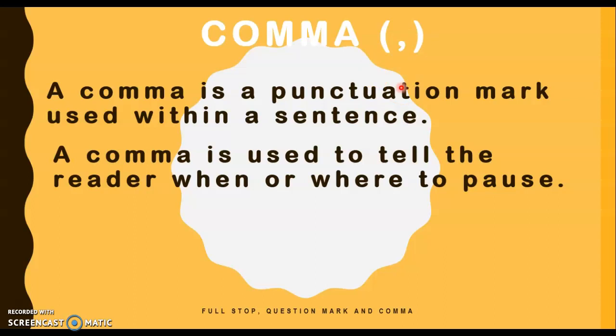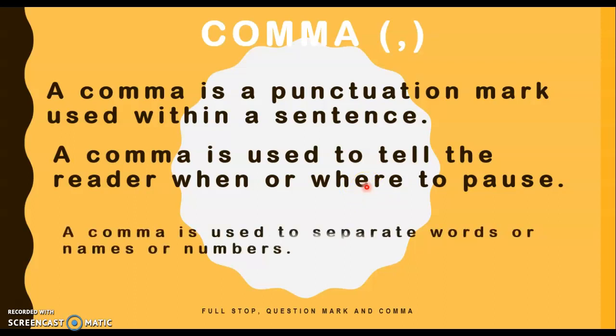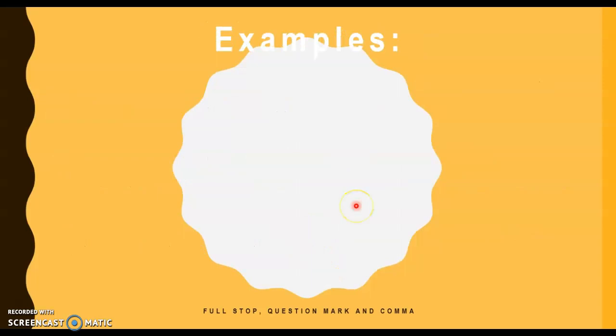So the comma is just more or less like the full stop, but permit me to say that it does half the job of the full stop. So it's not an entire stop, but a little bit of stop before you continue reading on. A comma is used to separate words or names or numbers. So we are going to look at some examples to further understand what the comma is used for or how it is used.